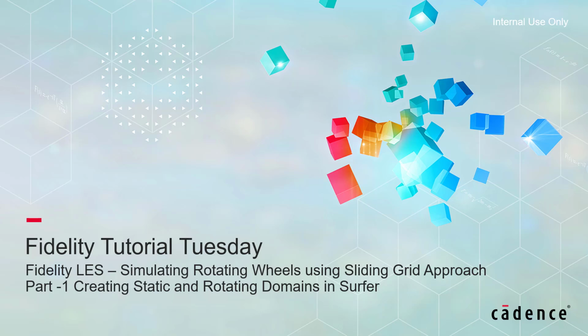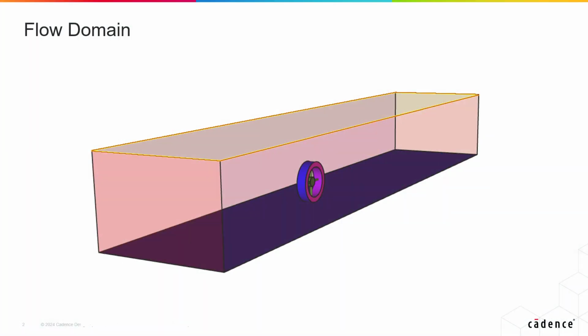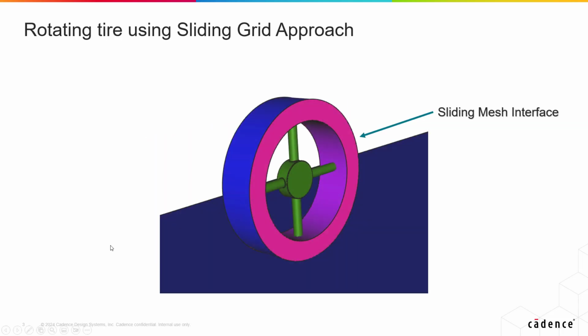Today, we are going to show you how to set up the rotation of a wheel in a sliding mesh method. For the sake of convenience, we are going to split this tutorial into two parts. In the first part, we are going to see how to split the domain into static domain and the rotor domain. In the second part of the series, we will see how to mesh these two domains and set up the case in the Fidelity LES Helmholtz moving solver. Through this method, we would be able to capture the rotation of the wheel in a transient manner while it is in contact with the static ground.